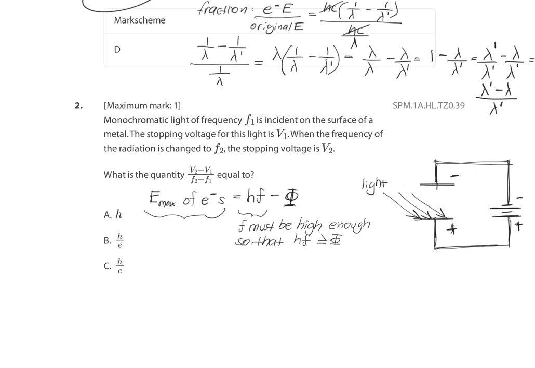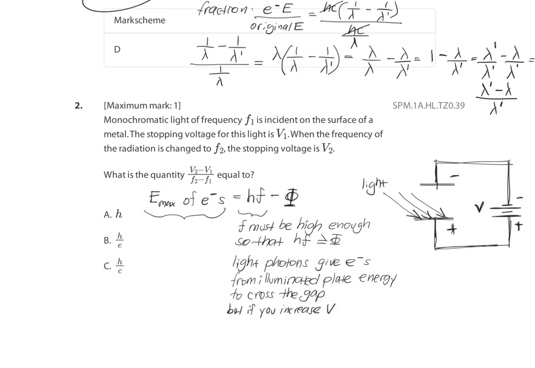It is, and that's the notion of the stopping voltage, and that's actually how we figure out the kinetic energy. So here's the deal. The light photons give the electrons from the illuminated plate energy to cross the gap. That's like them getting that kinetic energy to cross against the electric field to the negative plate. But what if we varied the voltage? So vary the voltage coming from the variable power supply.